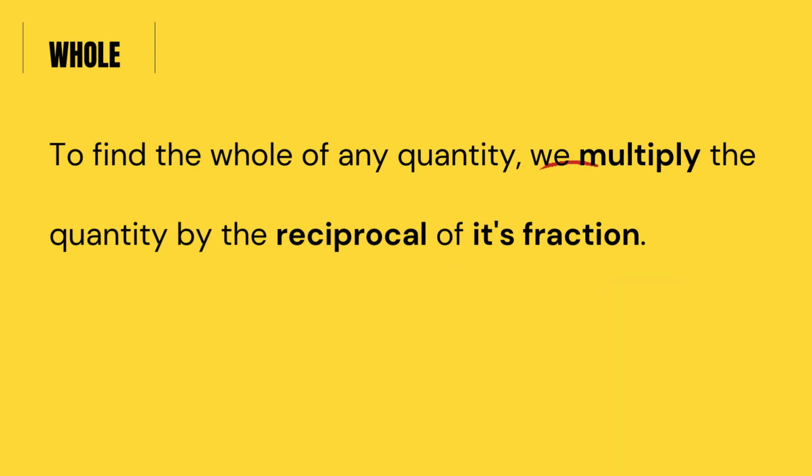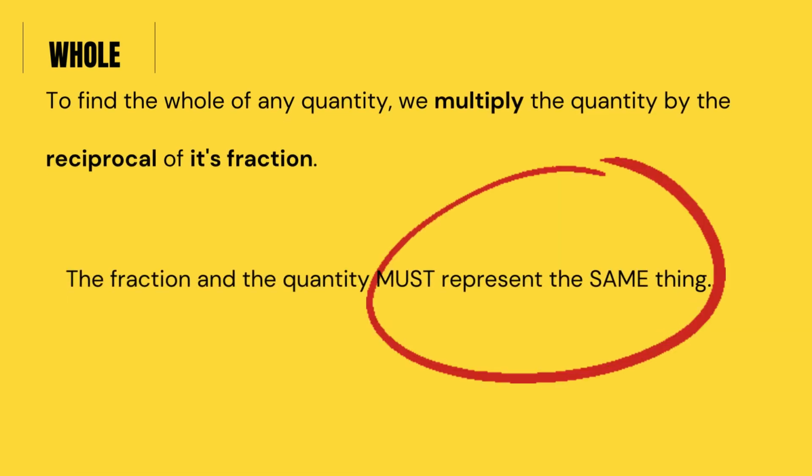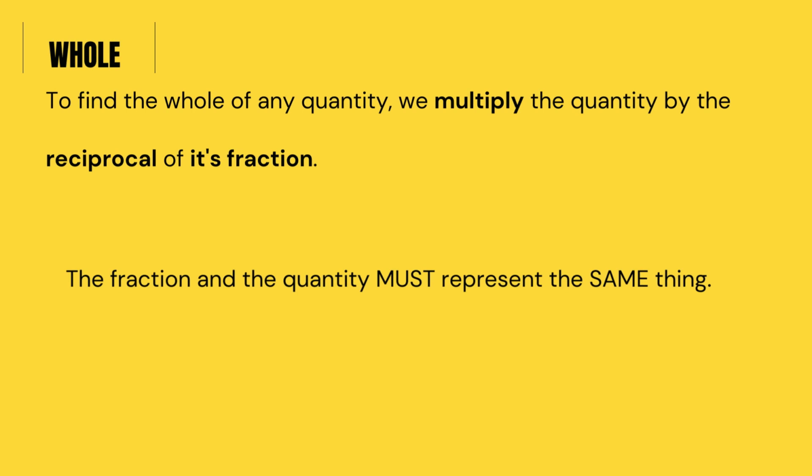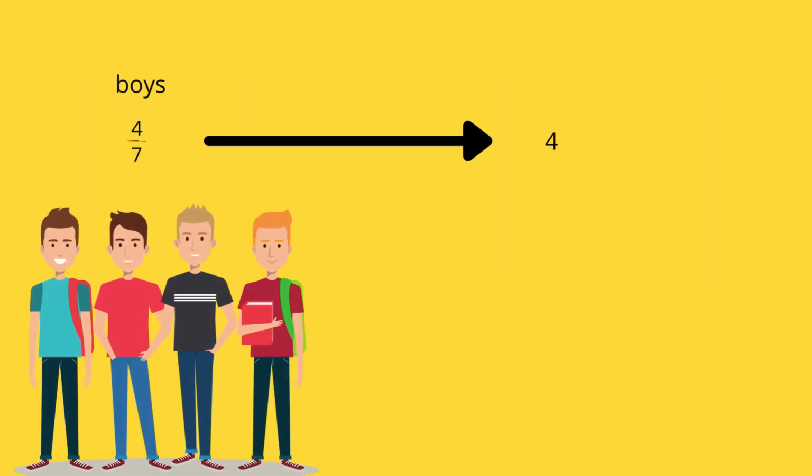So back to the formula. To find the whole of any quantity, we multiply the quantity by the reciprocal of its fraction, and that's really important. The fraction and the quantity must represent the same thing. So for instance, if the fraction represents boys, the quantity must also represent boys. If the fraction represents the number of girls, the quantity must also represent the number of girls.